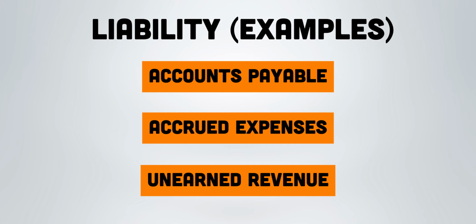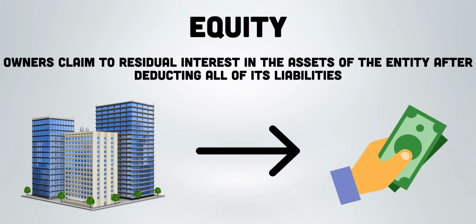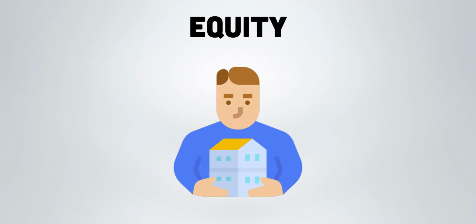The final component of the accounting equation is equity. This is the owner's claim to residual interest in the assets of the entity after removing all of its liabilities. Think of it this way. If a business sold all of its assets and paid off all of its debts, the remaining money would be the equity, which is the value that belongs to the owners.